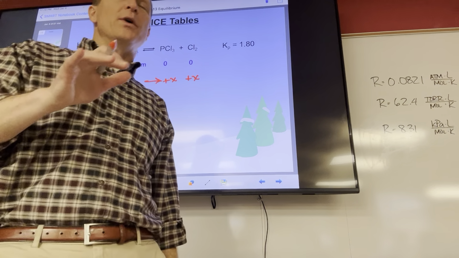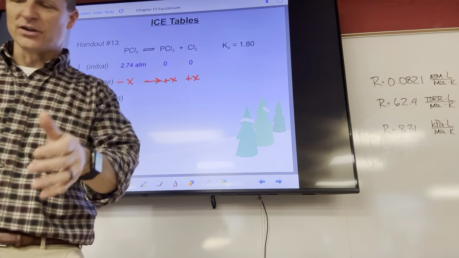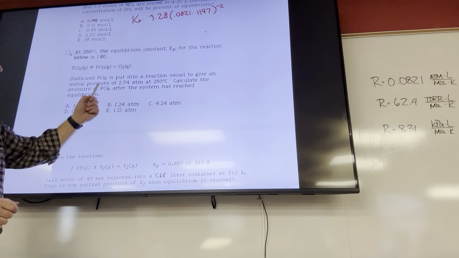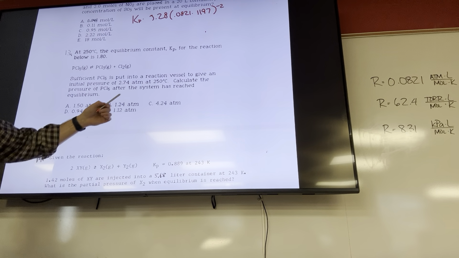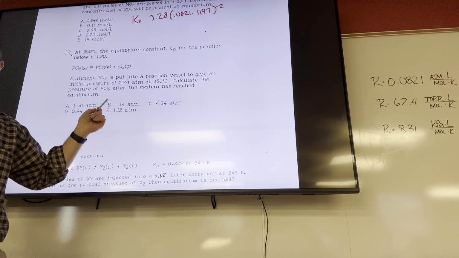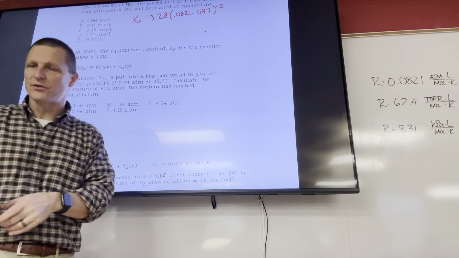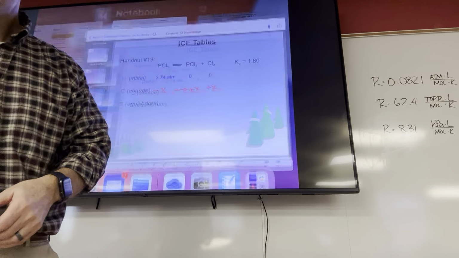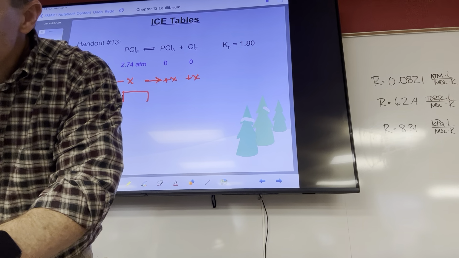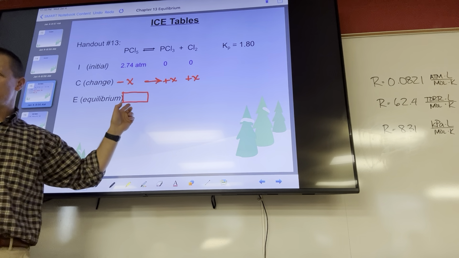Another thing that I like to do with an ice table is put a box where my final answer is going to be. If you can remember, if not, I'll put it up here. What is the problem even asking for? Calculate the pressure of PCl5 after the system has reached equilibrium. So once the reaction stops, then at the end, what is the pressure of PCl5? So the problem is asking us to find that value. What is the equilibrium pressure of PCl5?